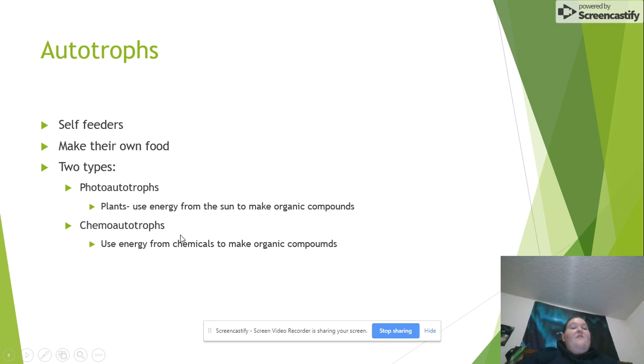Then there's also another type of autotroph called a chemoautotroph. These use the energy from chemicals, and this allows them to make the organic compounds they would use, very similar to the photoautotrophs, but they're going to use the chemicals instead. Please make sure that you are getting these definitions down and that you are taking notes. I'd like to see if you could come up with more examples for these two types of autotrophs.